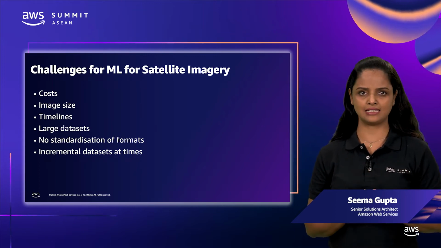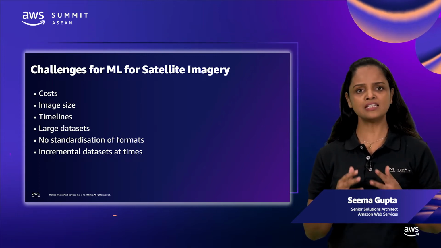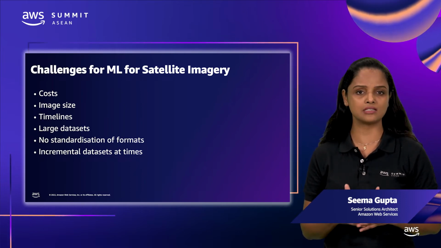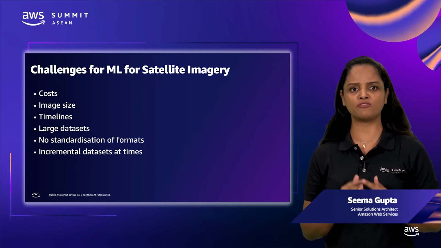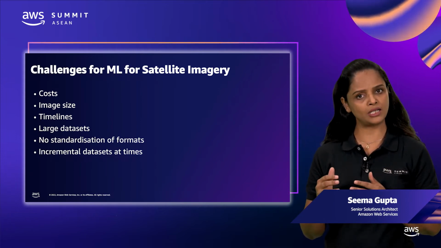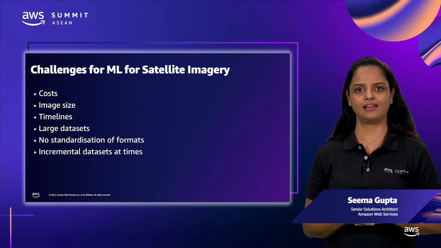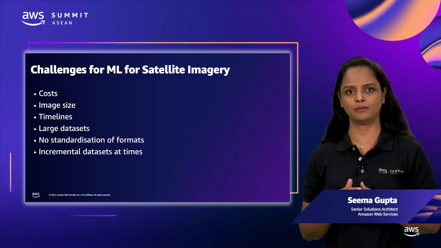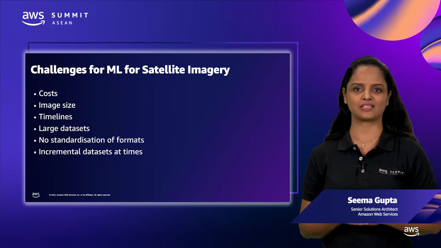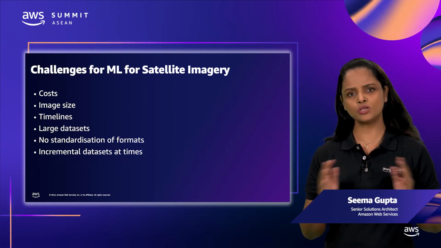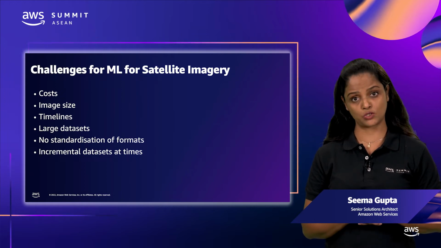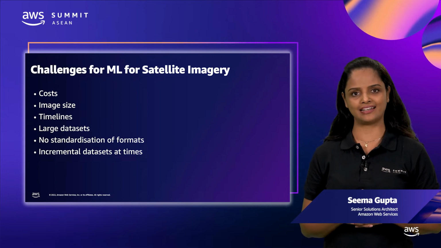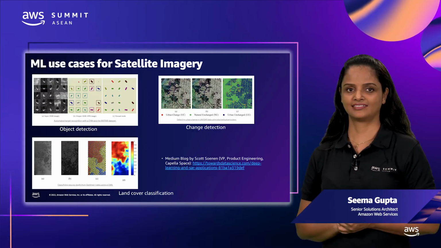Some of the other challenges are about data sets. Images from satellite imagery would have large images with thousands and thousands of pixels. Getting a subset of pixels to identify a particular object is time consuming. The data sets itself are large, so downloading and keeping it before starting the model training could be expensive. Last, there is no standardization of formats, which could mean lots of pre-processing. At times, we also get data sets in form of increments.